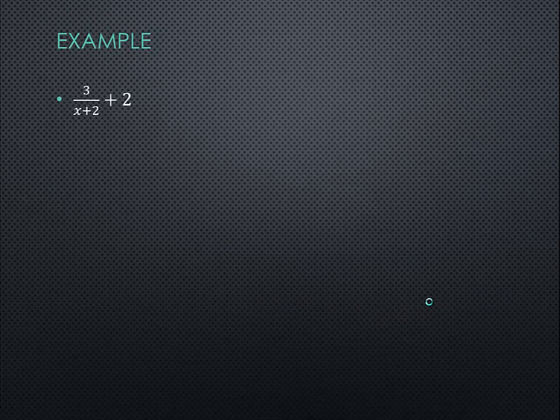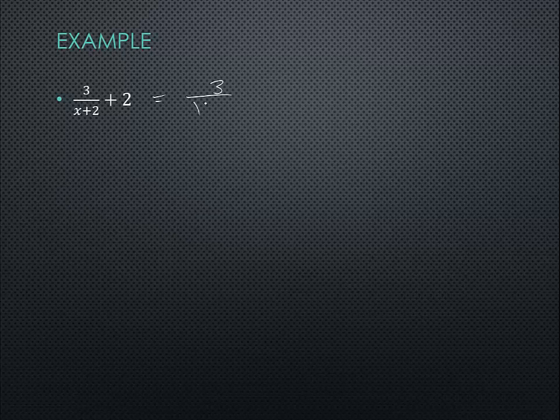Let's see. Last one? Oh, that is the last one. Cool beans. Okay, so last step. How do we add a fraction and a whole number? Real simple. Turn the whole number into a fraction. And to turn a whole number into a fraction, just put 1 underneath your whole number. So if we rewrite this, we'll have 3 over x plus 2 plus 2 over 1. Now, I'm going to say the LCD is just going to be this denominator, x plus 2. So we need to multiply this second fraction by x plus 2 to get the denominators to be equal.